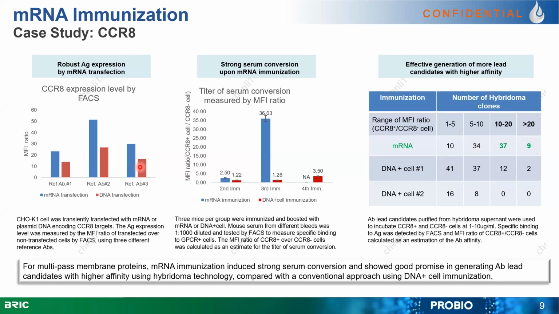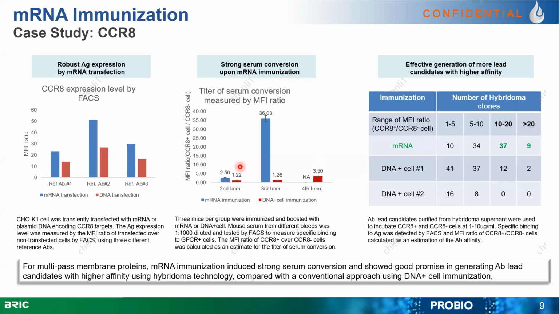The mRNA, which is indicated as the blue bar here, demonstrated roughly 2-fold higher expression level on the CHO-K1 cells by transient transfection as compared to the DNA transfection, which is indicated as the red bar in this graph.